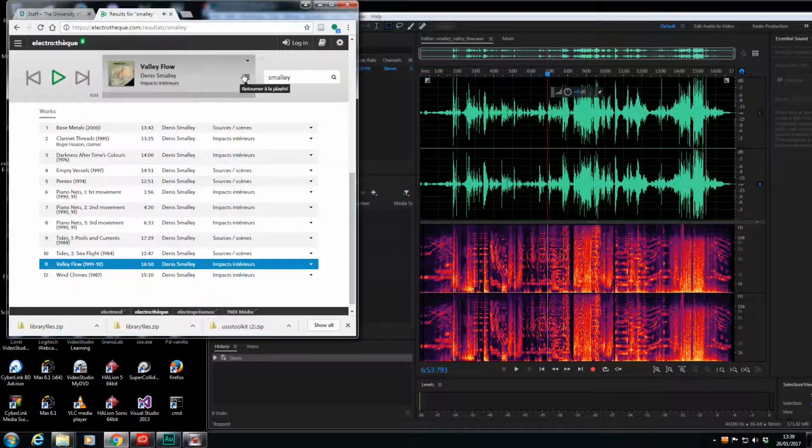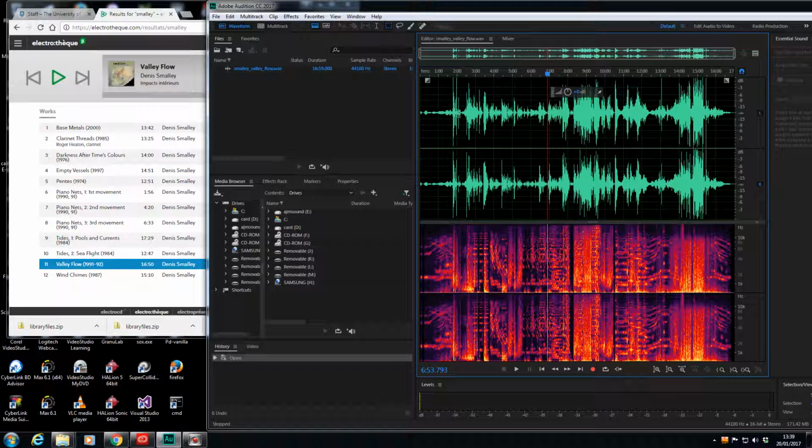And then you can get some notes about Dennis Smalley as well and read about the piece. So have a listen to the piece from there. And I'm going to look at the piece now in Audition, which is showing me obviously a waveform and a sonogram of the full 16 minutes of the piece.